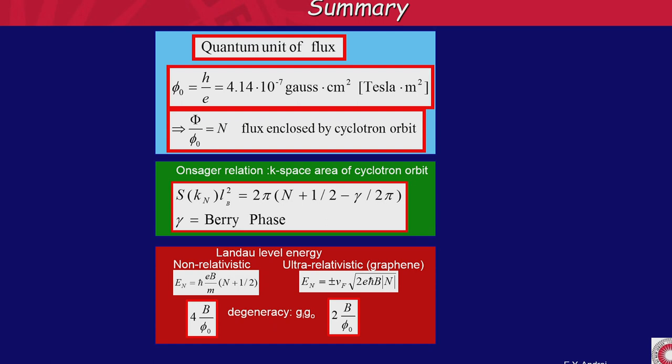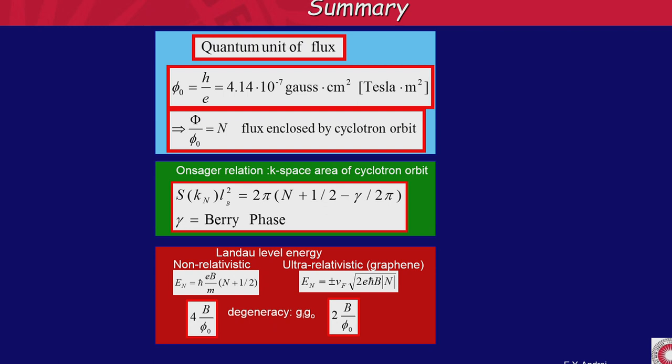So here is a summary of this stuff. The quantum unit of flux is a very small number, expressed in fundamental units, Planck's constant and electron charge. The flux enclosed by a cyclotron orbit has to be an integer multiple of the fundamental unit of flux. The Onsager relation: the k-space area of the cyclotron orbit times magnetic length squared is 2 pi times the index of the orbit plus 1/2, or zero-point energy, minus the Berry phase in units of 2 pi. That allows us to find the Landau level sequence for all sorts of systems if we know the dispersion.